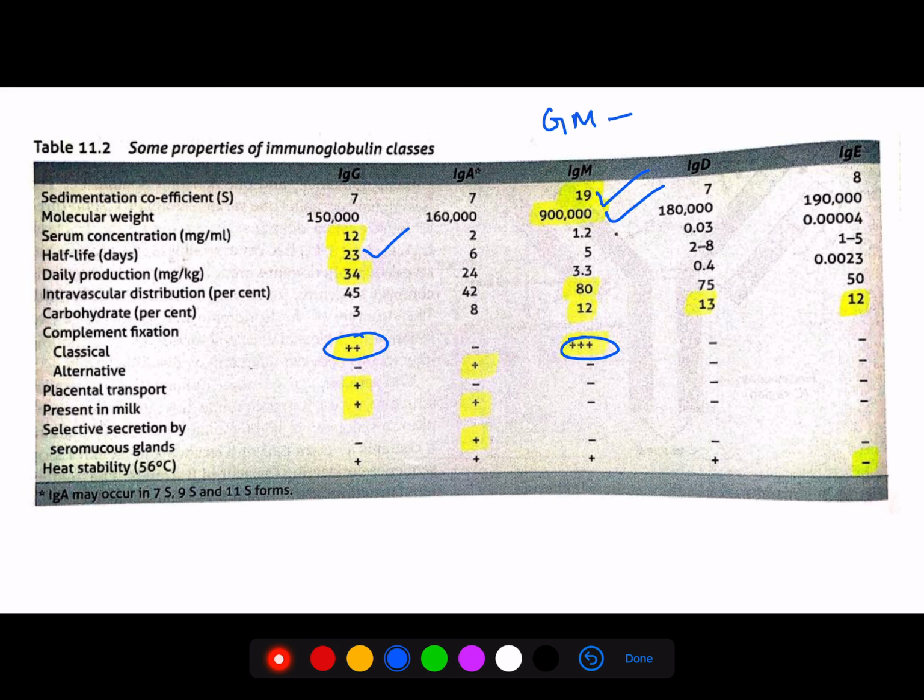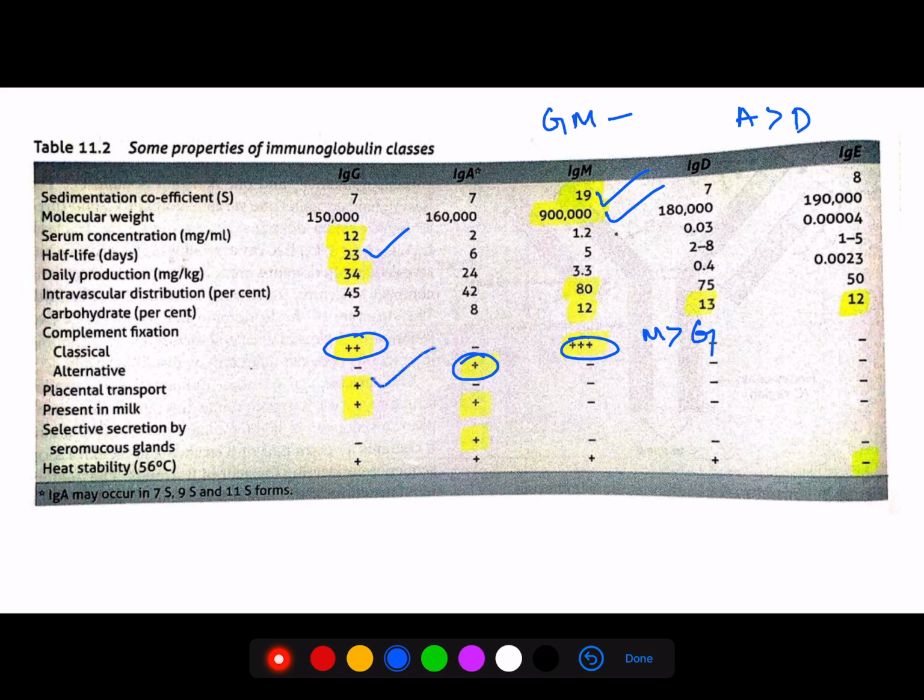Classical is General Manager, we have to remember, in which M is preferred when compared to the G. This is what we have learned. Alternate is mostly sticking to AD, A and D, and A is a better option when compared to D. Which can transfer through the placenta?